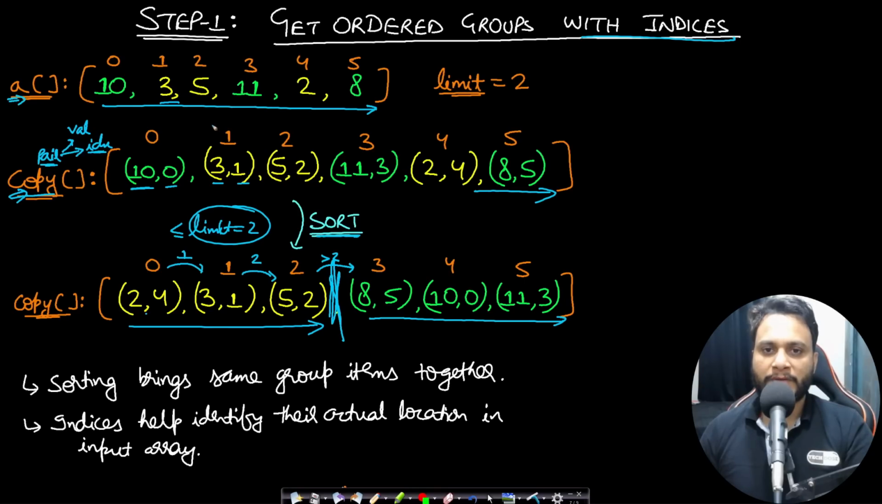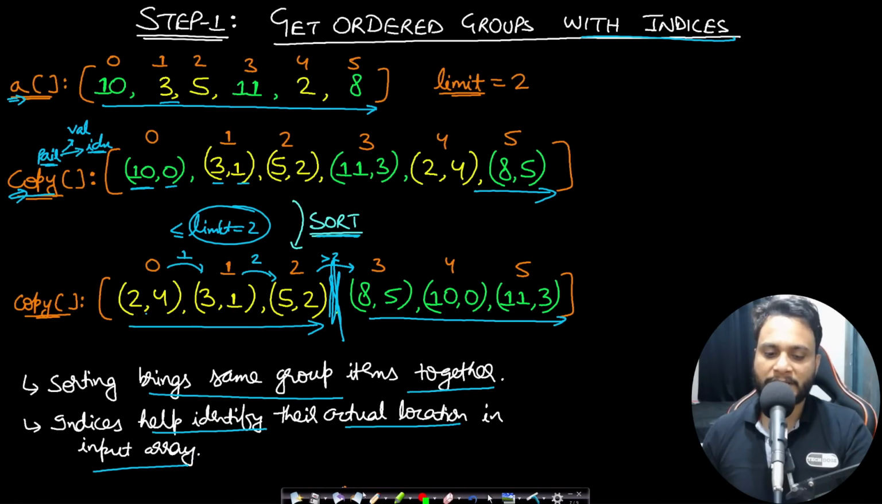So this is how we maintain the indices of all the items. We are preserving the original indices, and we are also sorting to identify which elements fall into the groups, right? So we are clearly defining the group here. Sorting brings the same group items together, and the indices help identify their actual location in the input array. So this is very important. This is step number 1.